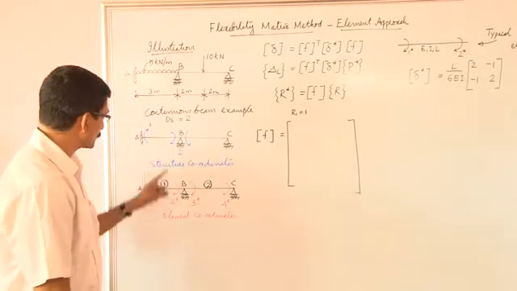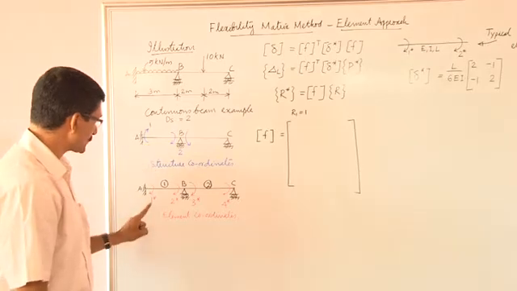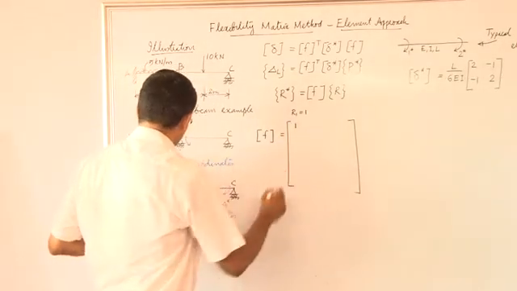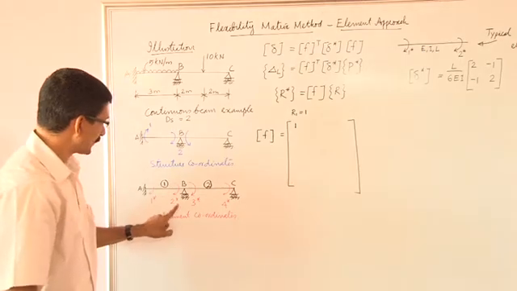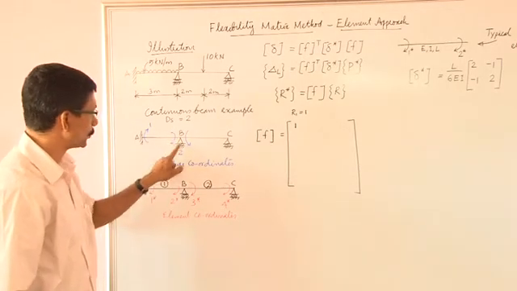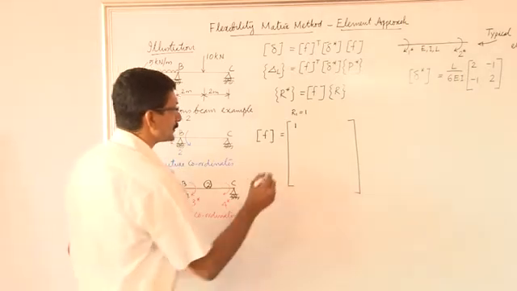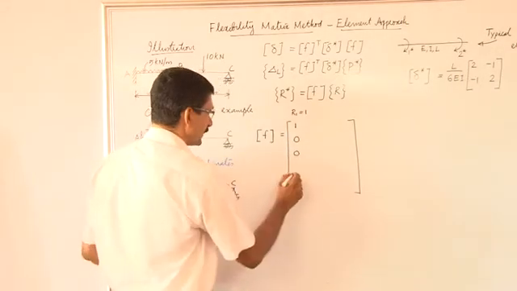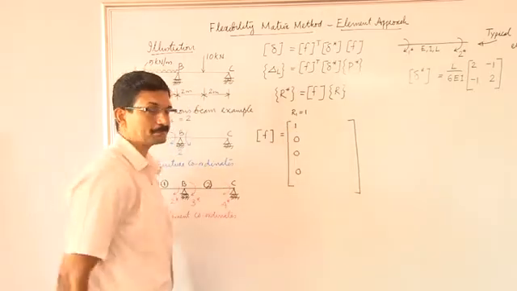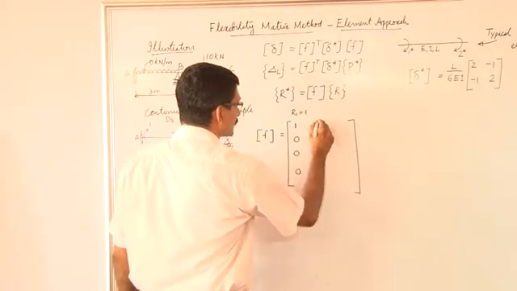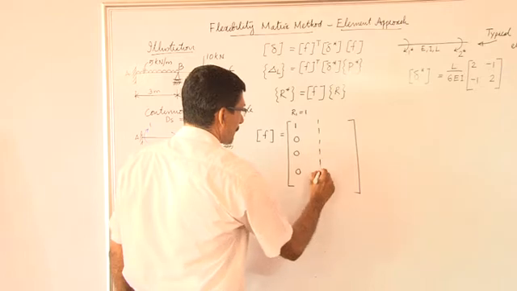So when this is equal to 1, the moment corresponding to 1 star would be 1. The moment corresponding to 2 star, 3 star and 4 star would be 0 because the moment corresponding to 2 is 0 over here. There is a 0 here, 0 corresponding to 3 star and 0 corresponding to 4 star. This is the first column of this matrix.